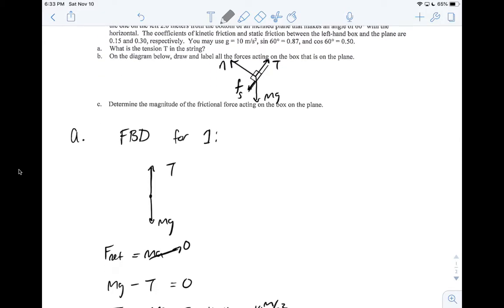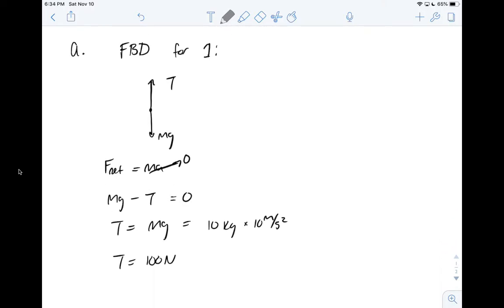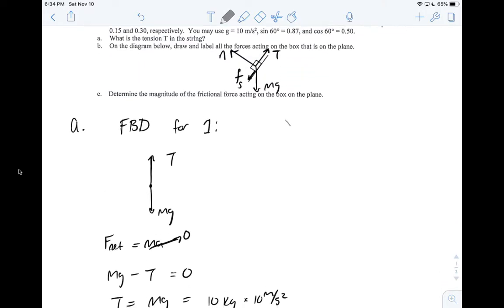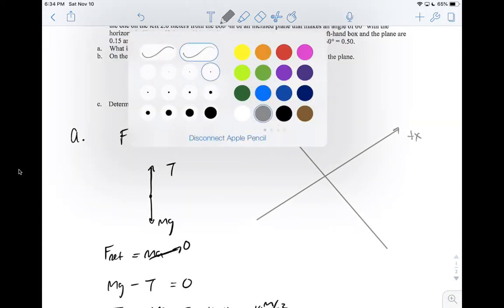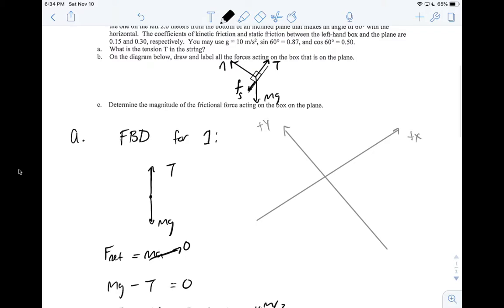We always change the axes so that the y direction is perpendicular to the ramp. So this will be our y-axis, and then our x-axis is along the plane. That'll be the positive x, and that'll be the positive y direction. So tension doesn't change, keep it in the x direction. Normal doesn't change, and friction doesn't change.